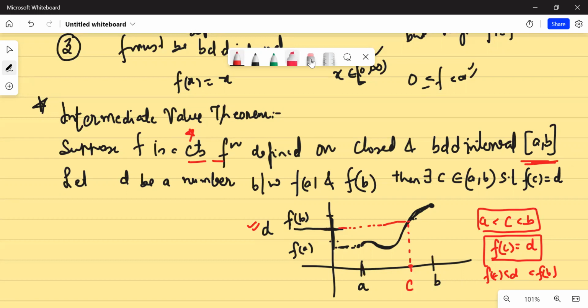हर्षित, am I audible? Yes, sir. समझ में आ रहा है ये चीज? नहीं आ रहा है? नहीं सर, आ रहा है? आ रहा है सर.